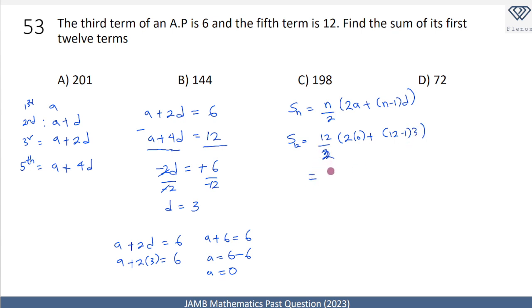12 divided by 2 is 6. 2 times 0 is 0, plus 12 minus 1 is 11, and 11 times 3 is 33. So that's just going to be 6 times 33, and 6 times 33 is 198. So the sum of the first 12 terms is 198, and that makes option C the correct option.